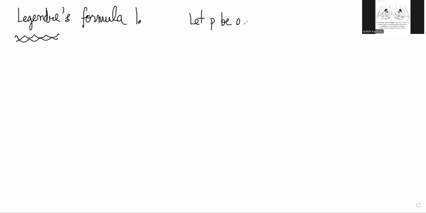So there are 2 more formulas that you need to know. These are Legendre's formula. This guy is a famous mathematician. The first formula is: let P be a prime number and n be a positive integer.